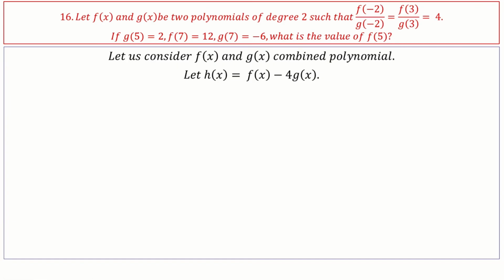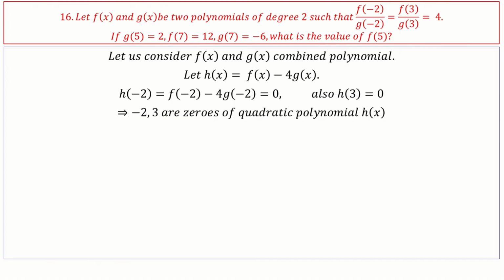Since f and g both are polynomials of degree 2, that is quadratic polynomials, h of x also will be a quadratic polynomial. Now, h of x has two zeros. One is h of minus 2 equal to 0, because that is how we derived it, f of minus 2 minus 4 times g of minus 2 equal to 0. Also h of 3. So h of x has two zeros, minus 2 and 3. It's a quadratic polynomial, so it can have a maximum of two zeros only. So h of x, I can write it as k times x plus 2 times x minus 3.